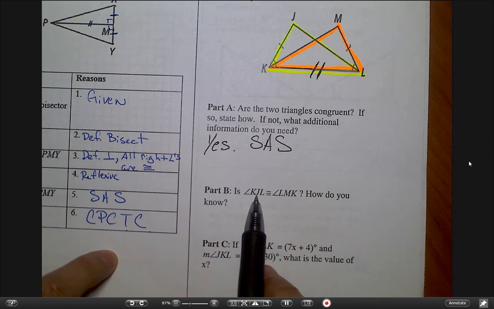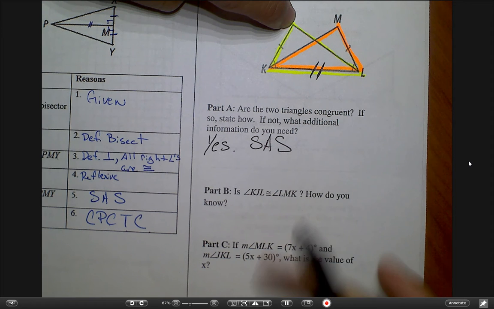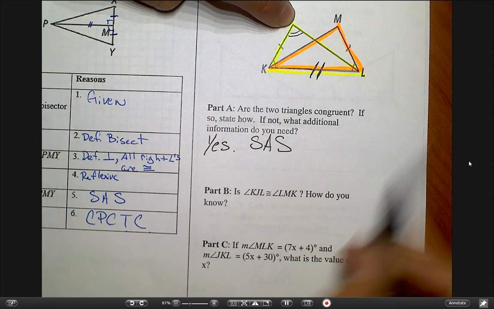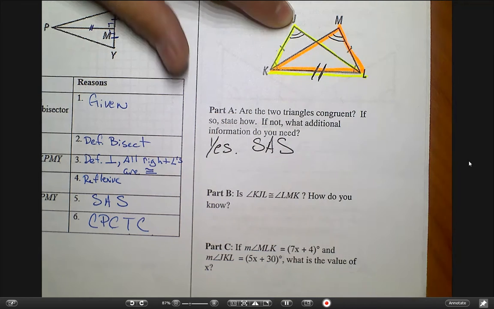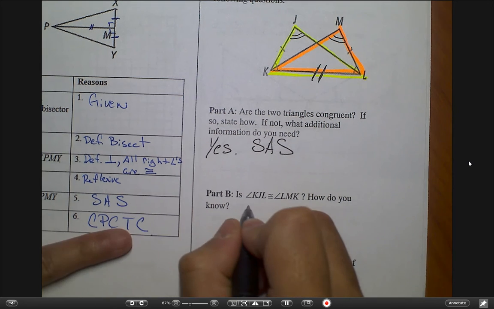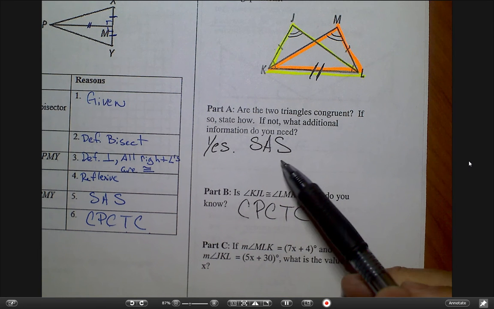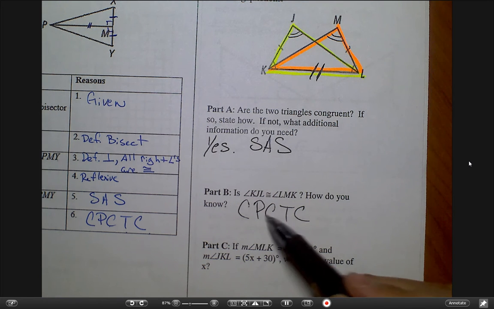Okay. KJL, this one up here, is congruent to, so this one right here, I'm going to double arc this one, is going to be congruent to LMK. So how are those congruent? MK is the answer. No. Did we prove that the triangles are congruent? The CPCTC. There we go. So we've already proved that they're congruent, then afterwards all the corresponding parts are going to be congruent to each other. So chocolate, peanut butter, cinnamon toast crunch.